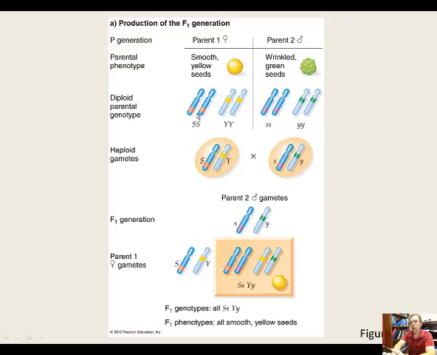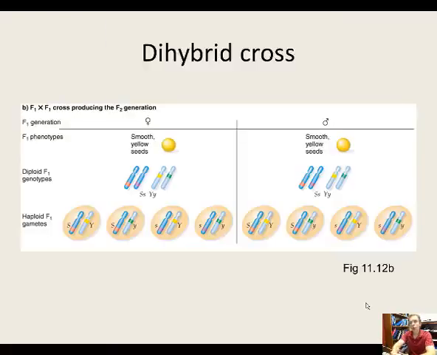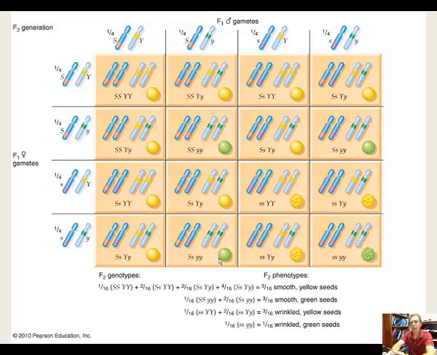When you cross two of these true breeding plants together, you end up with hybrids in the F1 generation, which are all yellow and all smooth, as shown down here at the bottom. When you cross two of these hybrids together, you generate the 9:3:3:1 ratio. The gametes that are formed are shown here on the bottom. Some gametes will have both the smooth and yellow alleles, some will have the smooth and green allele, some will have the wrinkled and yellow allele, and some will have the wrinkled and green allele.